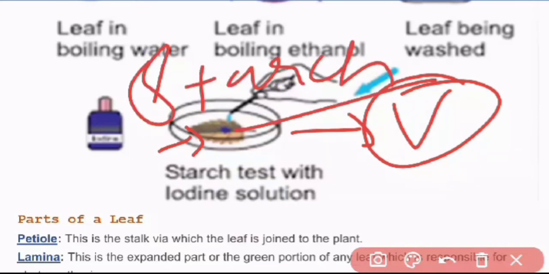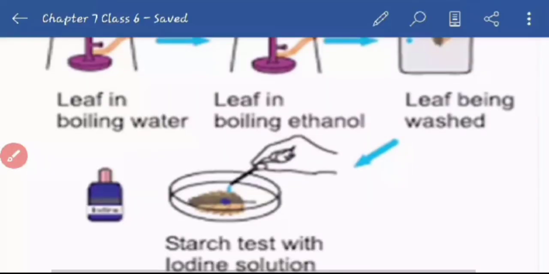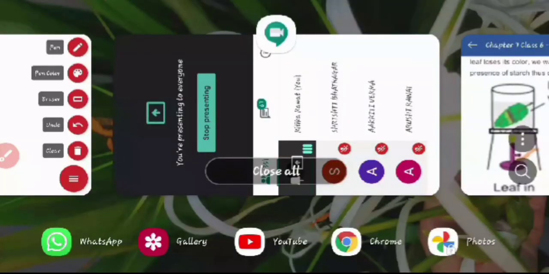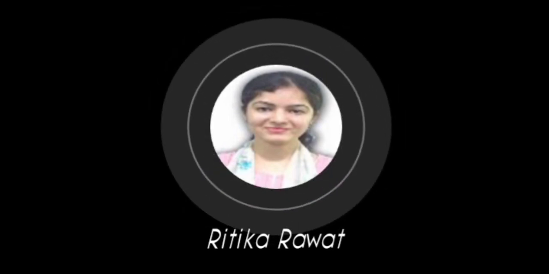Okay. So this activity, I hope everyone must have understood. How can we perform the activity to confirm whether any leaf has starch or not? Now, for today, we have understood this much only. If anyone has any kind of doubt, they can ask right now.